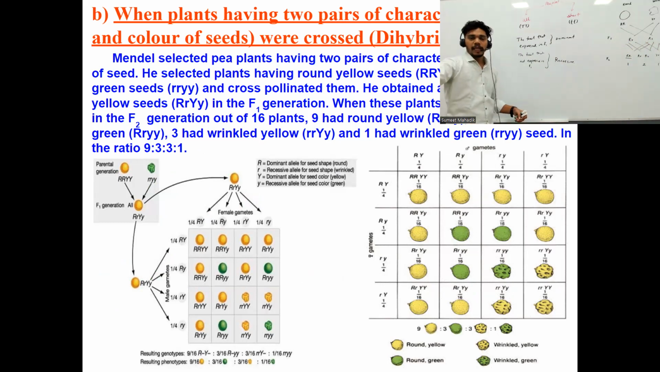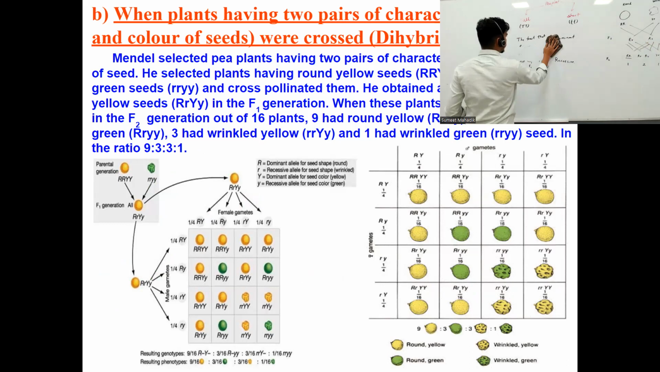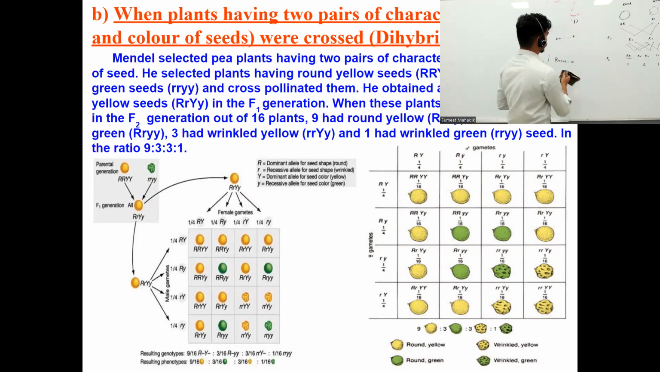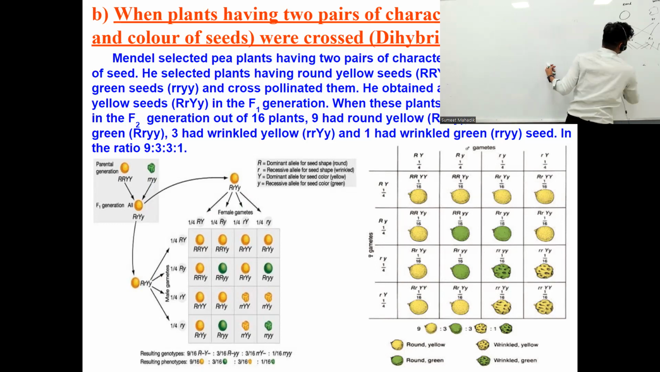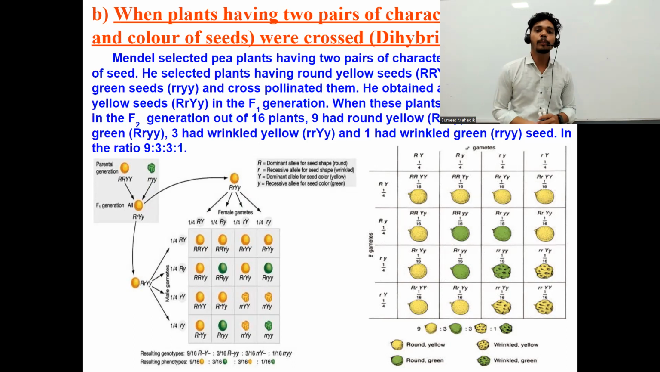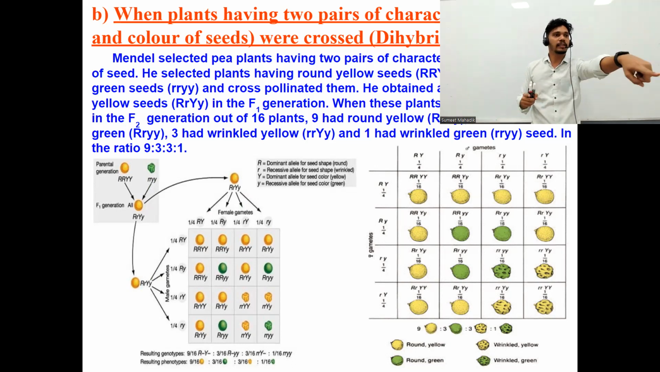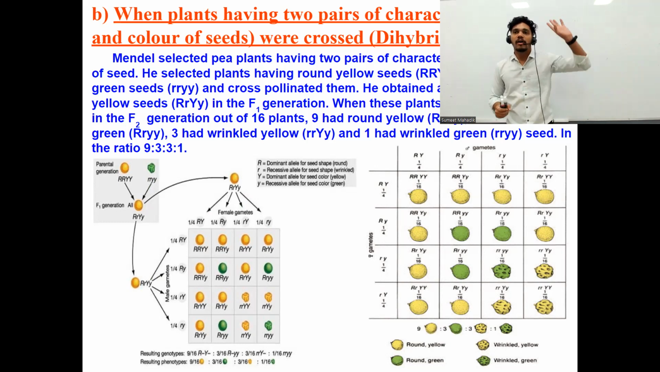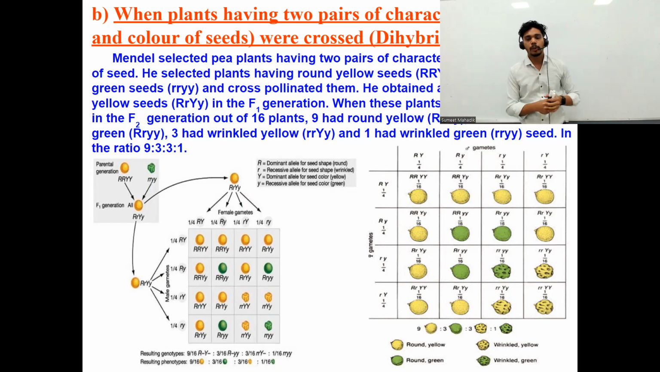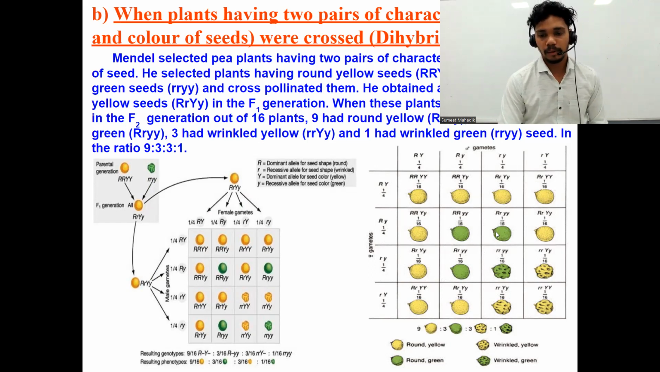Can you please open your book quickly? Open your book. Okay, now let's talk about this. When plants have two pairs of characters, right now what we have studied, you can get a Punnett chart. Punnett chart is there. Okay. Now tell me one thing. Mendel the scientist, please pay attention here. What was Mendel doing earlier? Tell me.